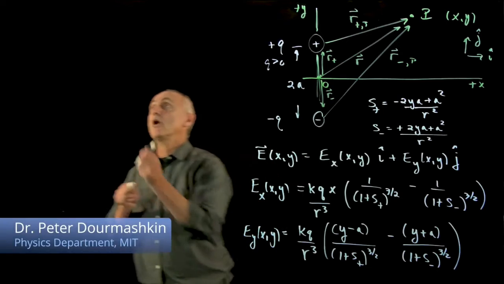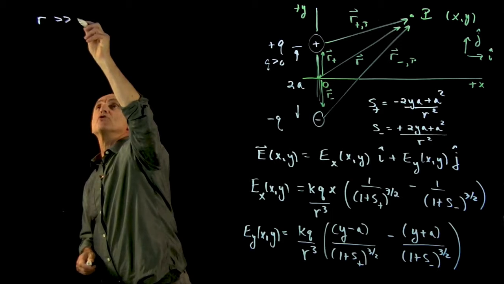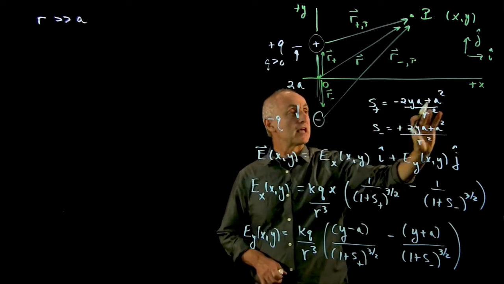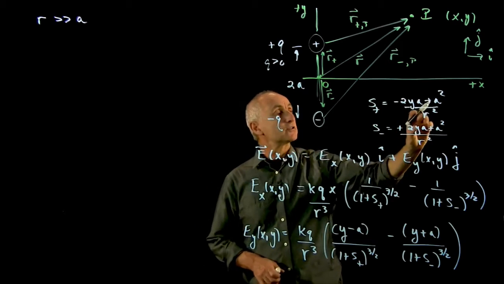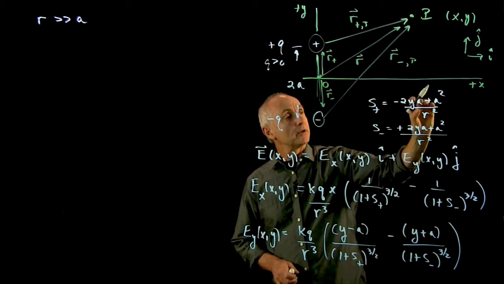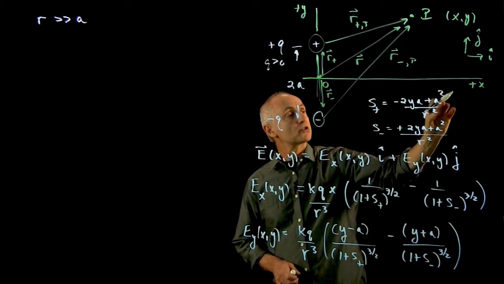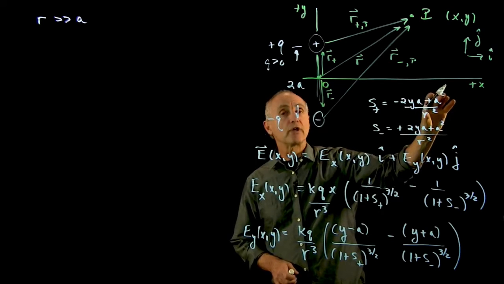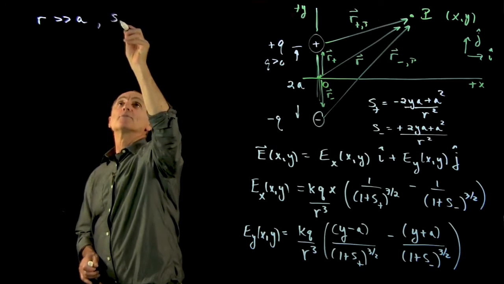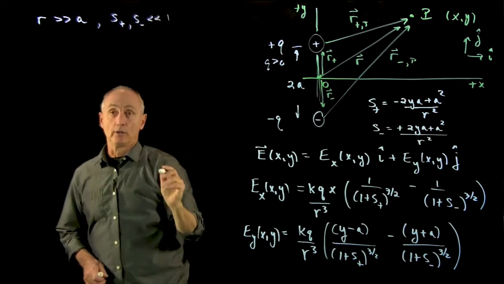We now want to consider our case where we're very far away from our source distribution. And what that means is, if we look carefully at these terms, s plus and s minus, notice that they go like a times a distance y, but this is at best 1 over r. And over here, it's a squared over r squared, so that goes like 1 over r squared. So in both of these cases, the quantities s plus and s minus are both very small.